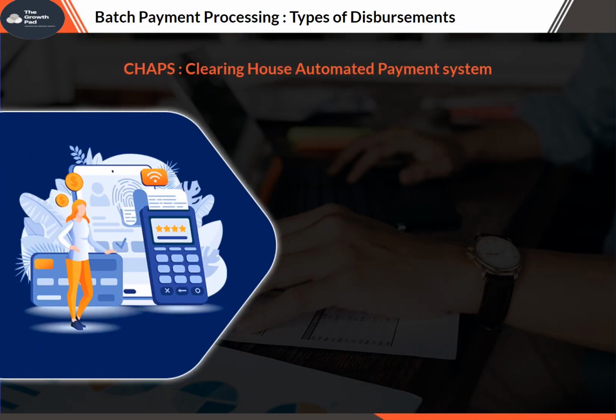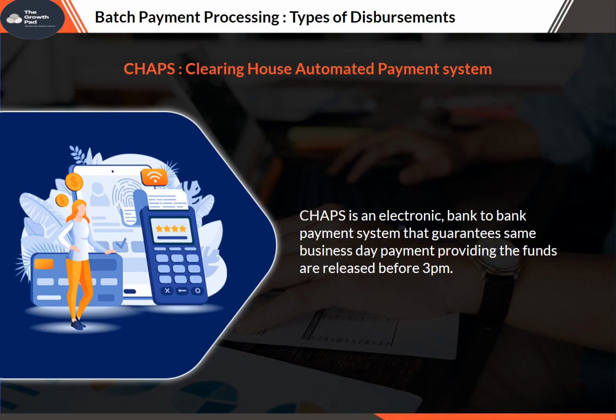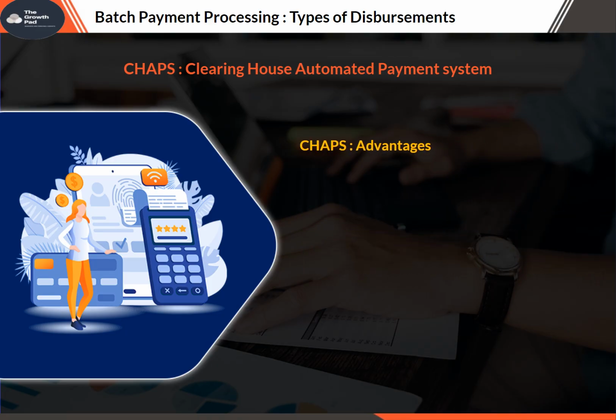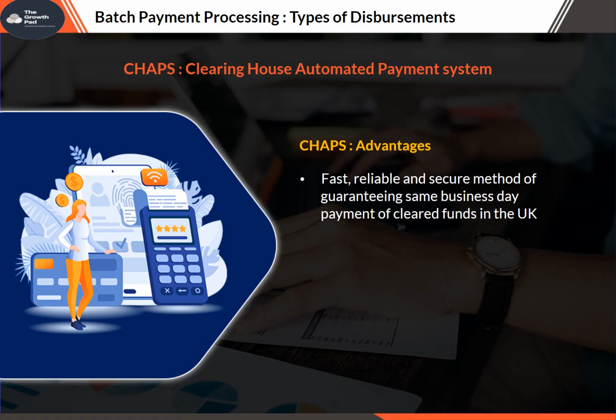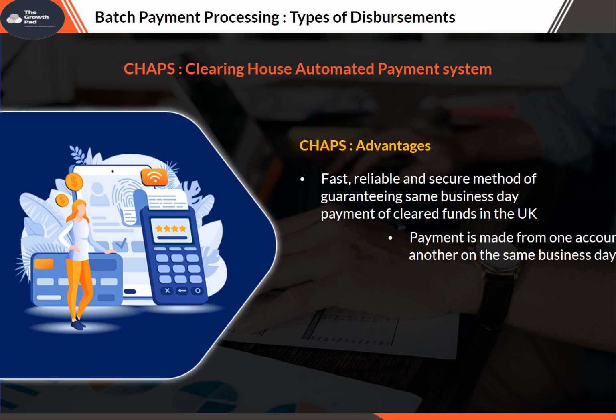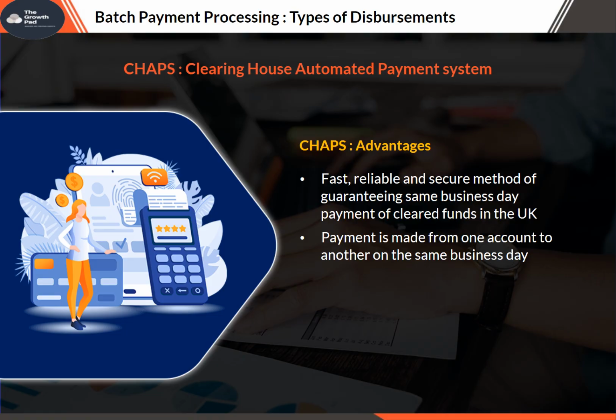CHAPS, Clearinghouse Automated Payment System. CHAPS is an electronic, bank-to-bank payment system that guarantees same business day payment, providing the funds are released before 3 p.m. CHAPS, advantages. Fast, reliable and secure method of guaranteeing same business day payment of cleared funds in the UK. Payment is made from one account to another on the same business day. Funds are cleared on day of receipt.